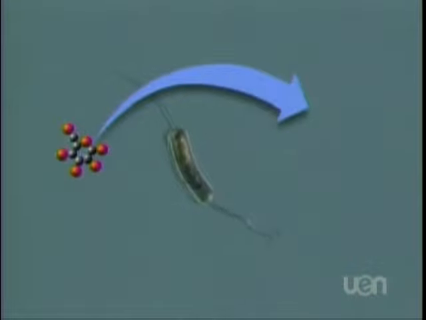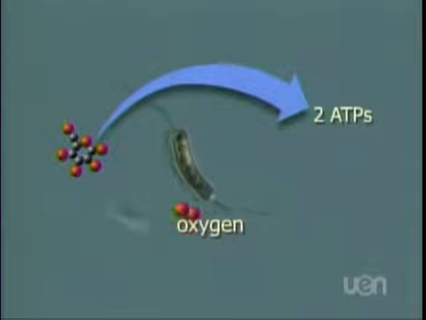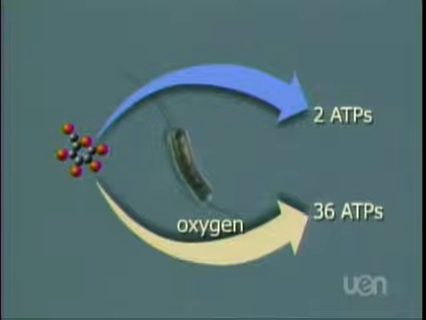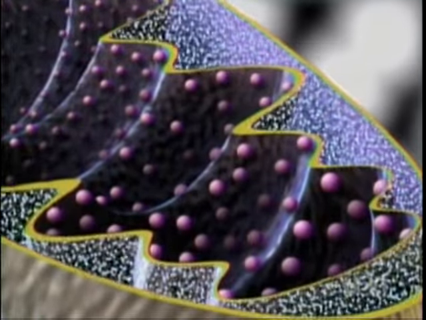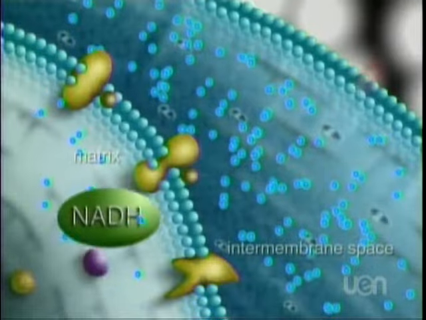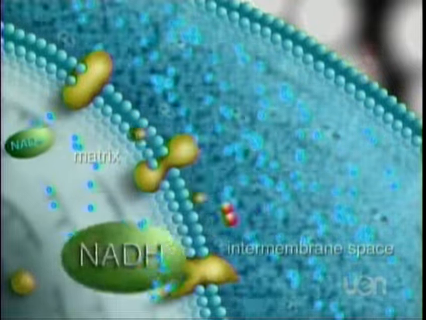Without oxygen, the cell can make 2 ATP molecules for every sugar molecule metabolized. With oxygen, the same cell can make 36 ATPs from each sugar molecule. Oxygen's powerful pull on electrons allows most of the energy in their fuel molecules to be used to push in the hydrogen ions.